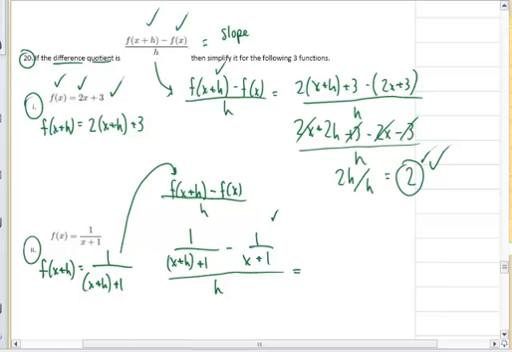The common denominator between both of these fractions, because I want to subtract these two fractions, is going to be x plus h plus 1 times x plus 1. And then minus the other denominator will be the same thing.